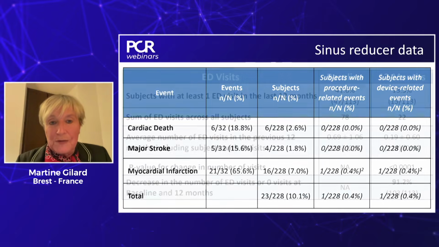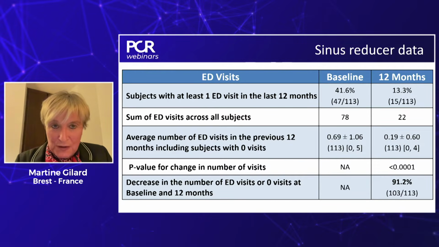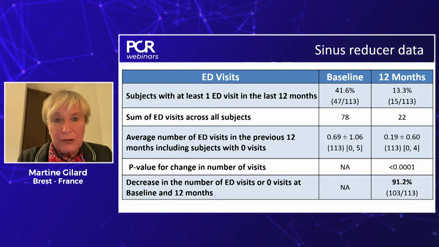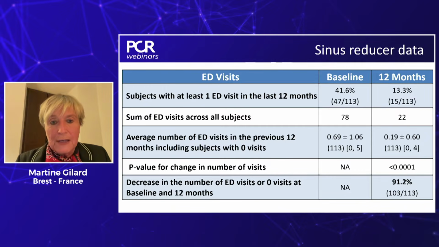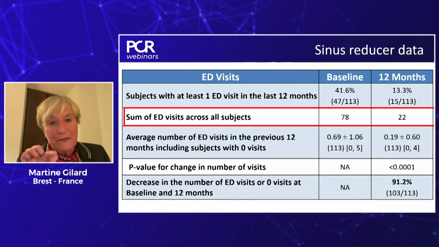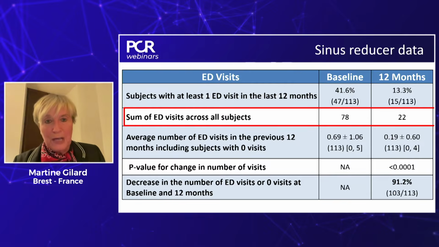So it's very important. And also this is important because these patients who have refractory angina have a lot of hospitalizations before the treatment, as you see on the next slide. And you can see that they decrease from 78 visits to 22. So this is also a very important reduction. We show that there is an important improvement in the life of the patient.